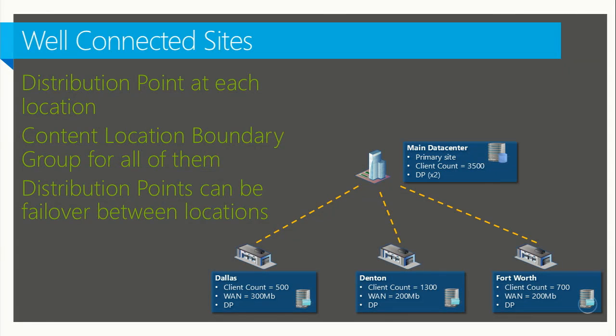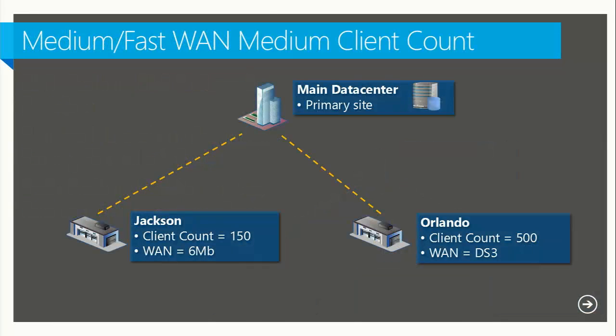So what we did was we put a DP at each of the locations, so all 4. Actually had 2 DPs at the main data center, and a distribution point in Dallas, Fort Worth, and Denton. And then we had a single boundary group that circled all 4. So all 5 of those DPs could be a failover between any of the other locations. So they could pull content from any of those. It was good failover for them, and it simplified their process. So that's your well-connected sites.